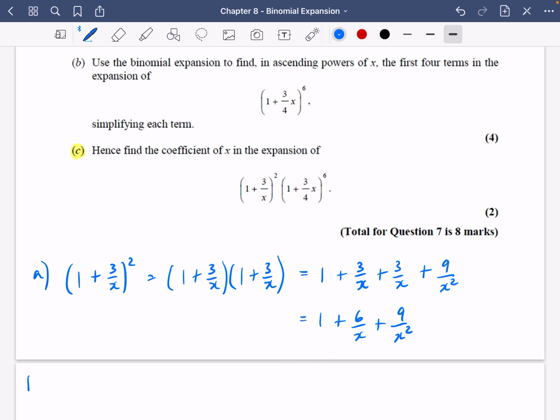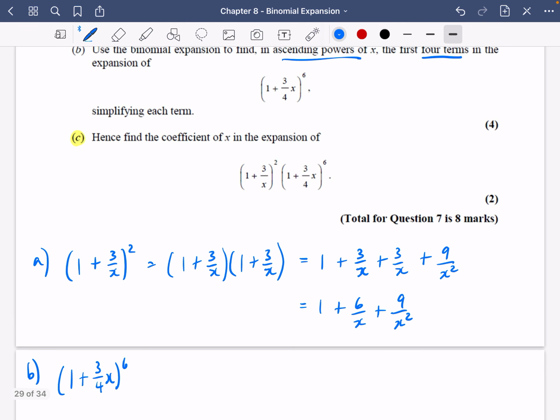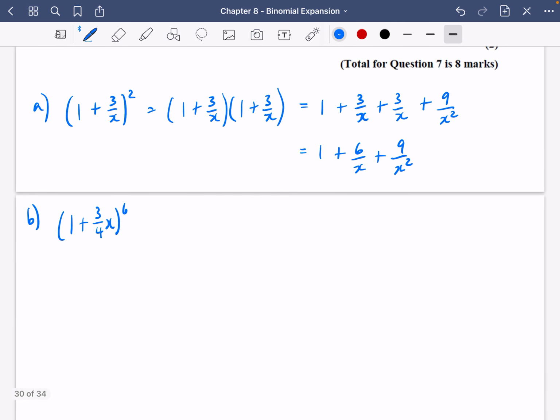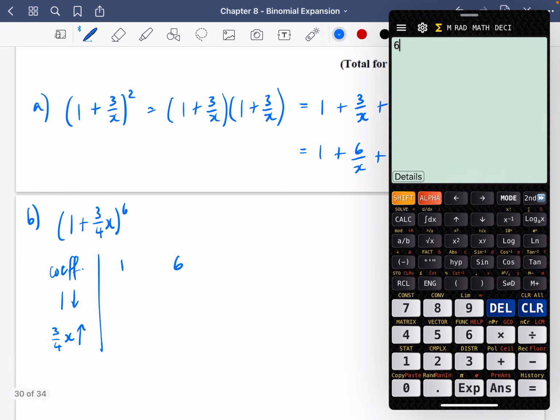Now the next one says use binomial expansion. So we're going to do binomial expansion, and it wants 4 terms of this. Again, it wants ascending powers of x. So it's 1 plus 3/4 x to the power of 6, and it only wants 4 terms. So we'll do our coefficient. We're going to do our 1 powers going down and our x powers going up because it wants it to be ascending. So we know it's going to go 1, 6. We're going to do 6 choose 2, which is 15.